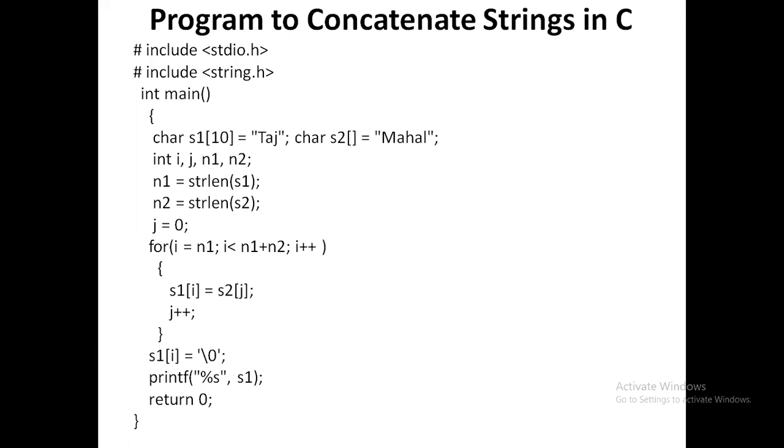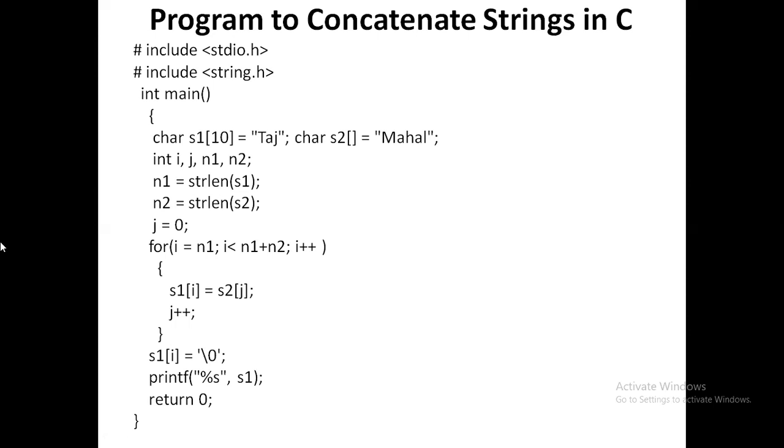So now, in the first step, what I have done is I have got the string length of string S1, and in the second step, the string length of S2. They are stored in N1 and N2. J is equal to 0. I just initialized one variable J so that I can use it in the future.